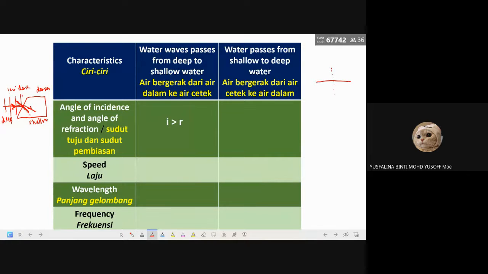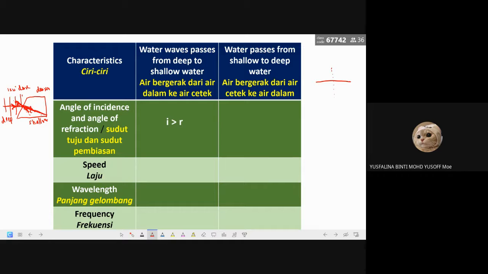Okay, so this is the refracted ray. You can see here the angle becomes smaller, right? This is I, the incident angle, and this is R, the refracted angle. So I is bigger than R, because it moves towards the normal line, which means the angle will become smaller.